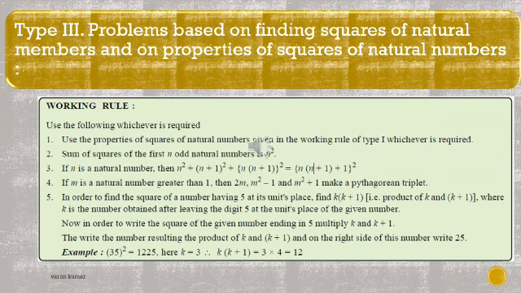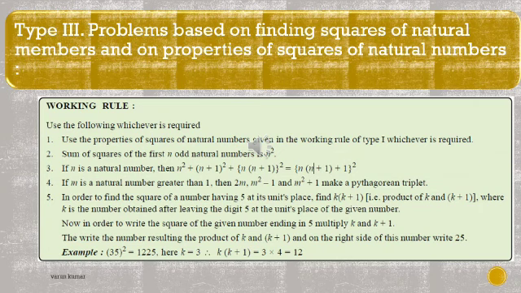If n is a natural number, then n square plus (n plus 1) whole square plus (n into (n plus 1)) whole square equals (n square plus n plus 1) whole square. If m is a natural number greater than 1, then 2m, m square minus 1 and m square plus 1 make a Pythagorean triplet.